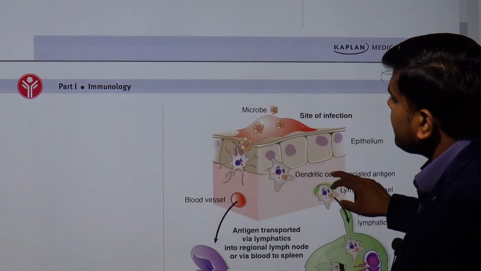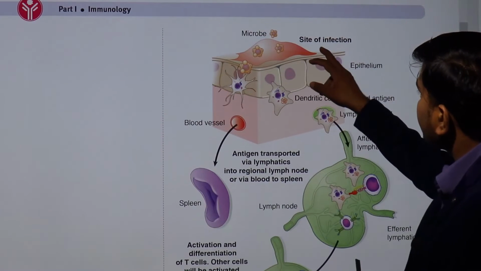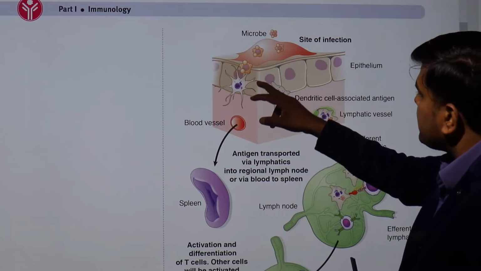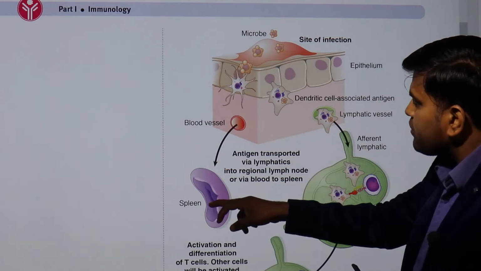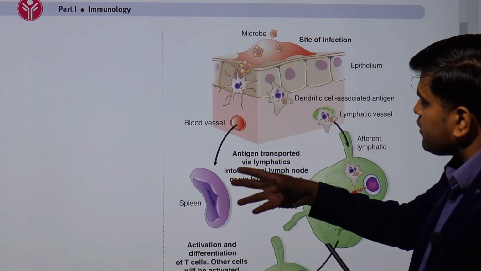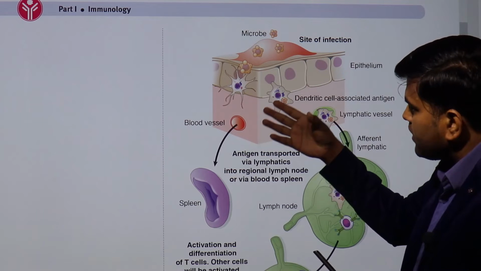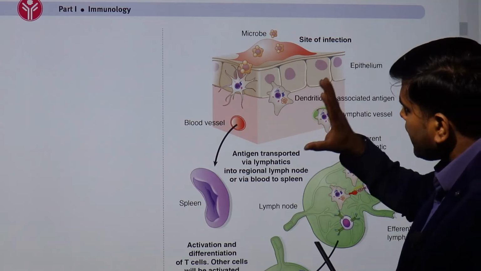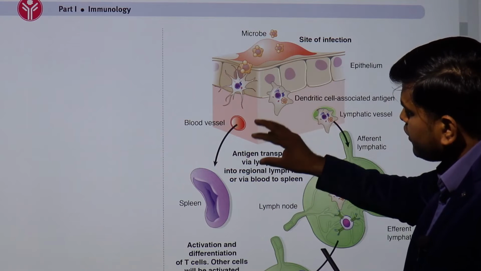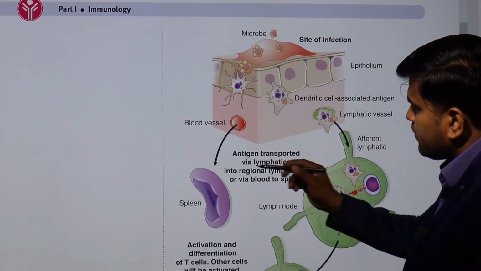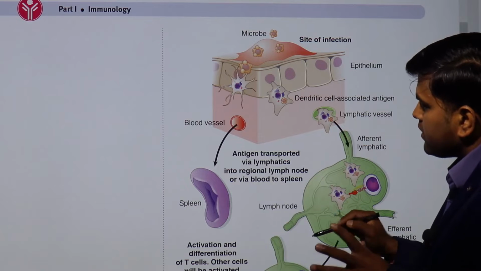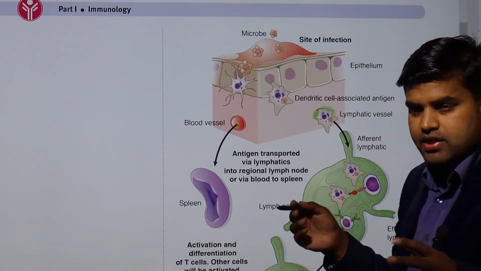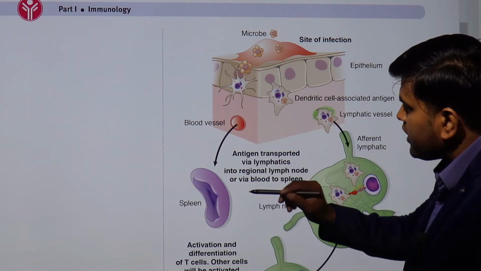We can see over here the site of microbial infection. That is the microbe. If it is blood-borne, it will reach the spleen, and in the spleen it will be captured, processed, and activated. First the dendritic cell, or the monocyte or macrophage inside the blood vessel, will present it to the spleen, where, as previously mentioned, the PALS, where the T cell is located.